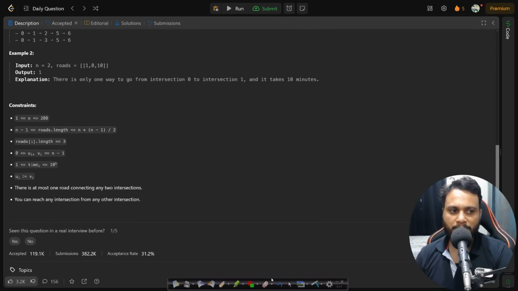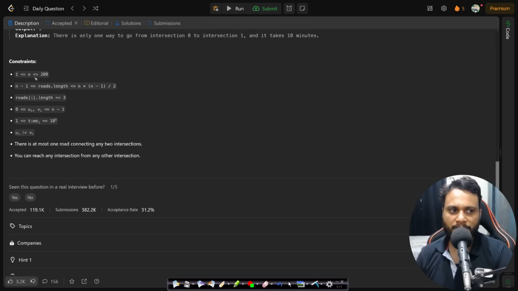Okay, fine. Now let's look at the constraints. In this case, the number of vertices given is up to 200 and the number of edges will be of the order of n square, which is n into n-1 by 2. So you can imagine that if you write a V plus E algorithm, then V is going to be 200 and E can be n square, which is about 4 times 10 to the power of 4, right? Roads[i].length is 3, which is saying that there is an edge from ui to vi with a weight. Weight means the time it takes to reach from ui to vi. Fine. All the ui and vi values are from 0 to n-1, which indicates that the labeling of the vertices is from 0 to n-1.